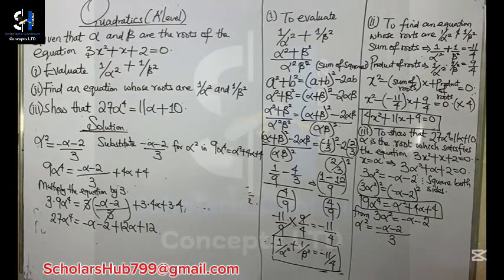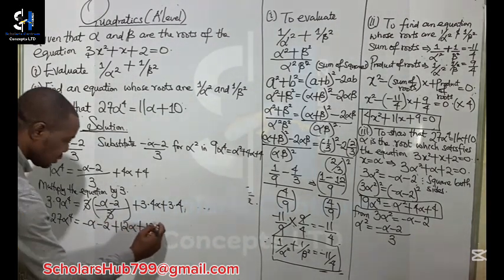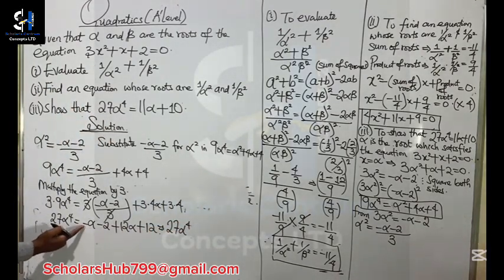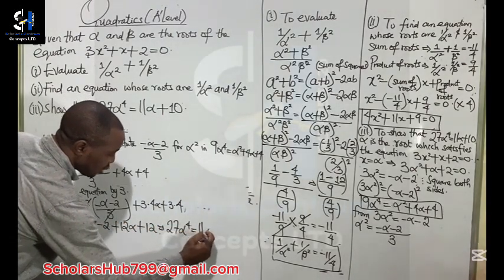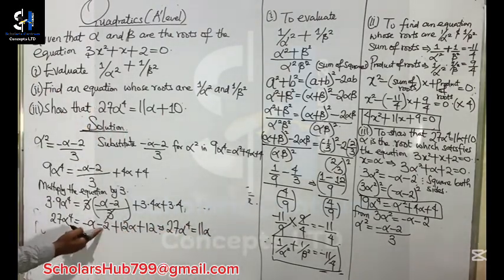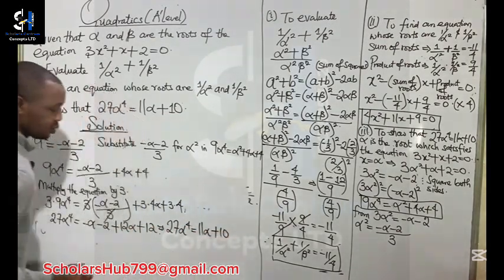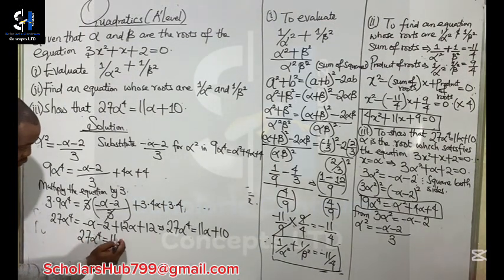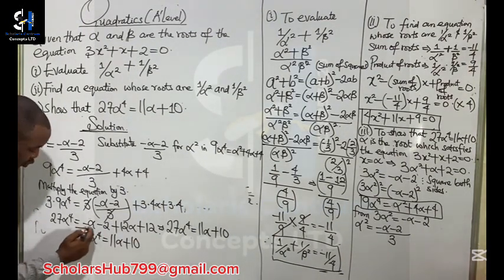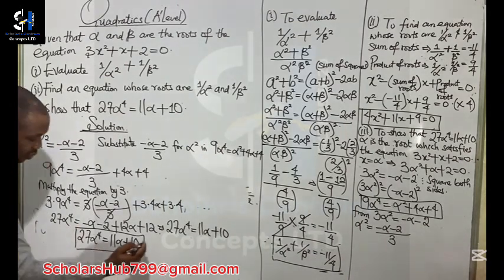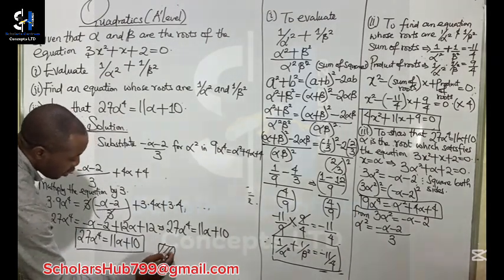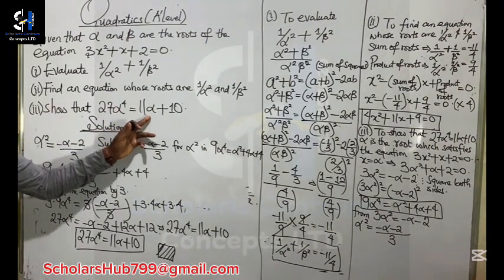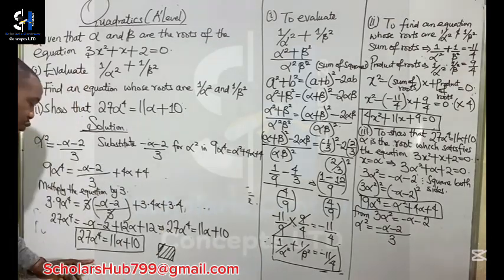Yes, this is correct. So we now have 27 alpha raised to the 4th. 12 alpha minus alpha equals 11 alpha, then 12 minus 2 equals 10. Which means 27 alpha raised to the power of 4 equals 11 alpha plus 10, and we just proved that. We just proved that 27 alpha raised to the 4th is equal to 11 alpha plus 10, and that's what we have here.